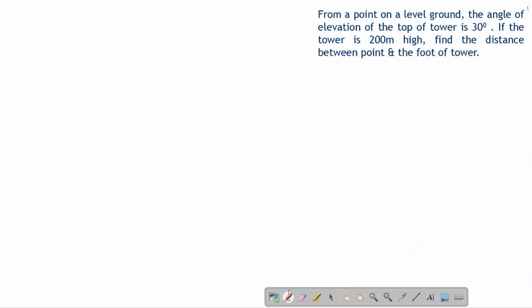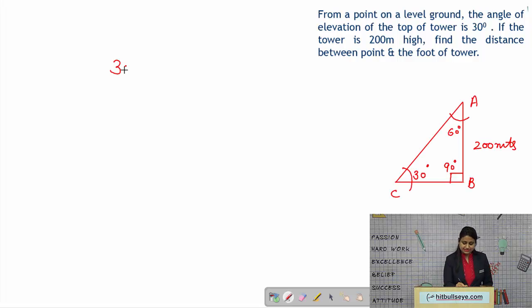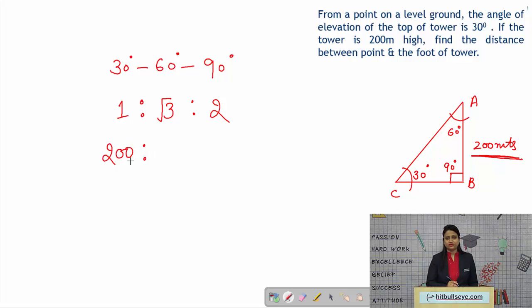Let us take one more way. Whenever you have a 30, 60, 90 triangle or 45, 45, 90 triangle, no need to apply any T ratio because we know the ratios of the side lengths. So in this case, as we know, the triangle is 30 degree, 60 degree, 90 degree. We know the ratio. The ratio of side lengths should be 1:√3:2 always. As we know, the length opposite to 30 degree is given as 200 meters here. So by applying the unitary method, if 1 corresponds to 200, it means we should multiply the complete ratio with 200.